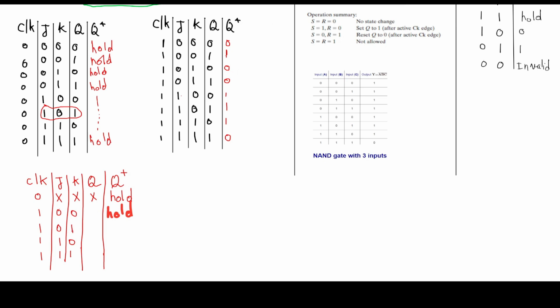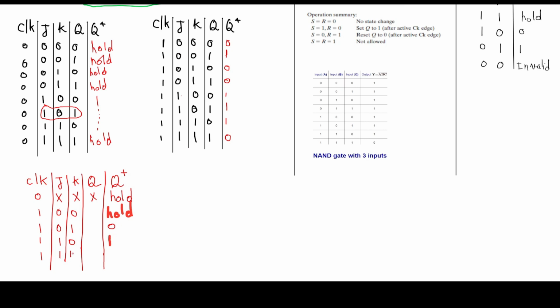So next, when J is 0 and K is 1, let's see what's happening. When J is 0 and K is 1, we need to look in these 2 rows here. So in these 2 rows, regardless of the current state, the next state is 0. So that means for this row here, the next state will be 0. So next, let's see what happened when J is 1 and K is 0. So when J is 1 and K is 0, we are looking in these 2 rows here. So regardless of the current state, whether it's 0 or it's 1, the next state is always 1. So that means for this row here, the next state is 1.